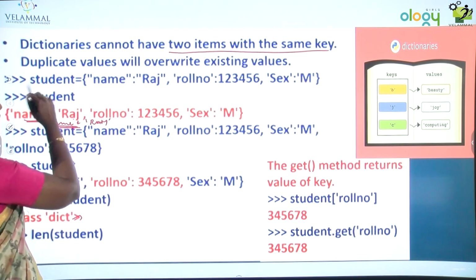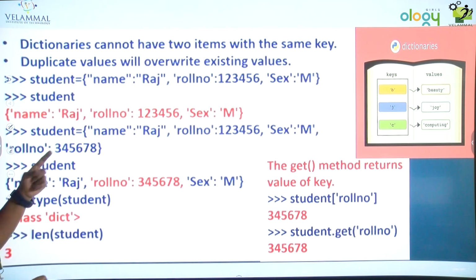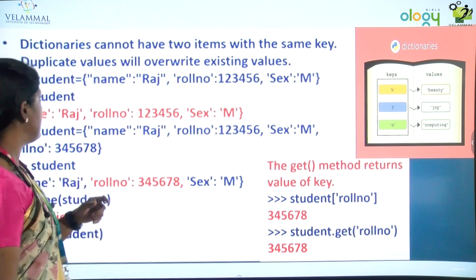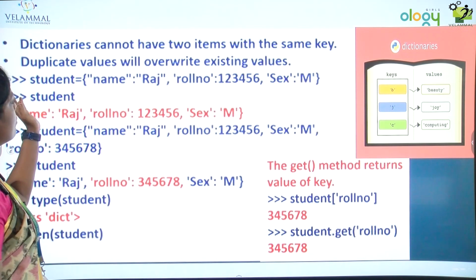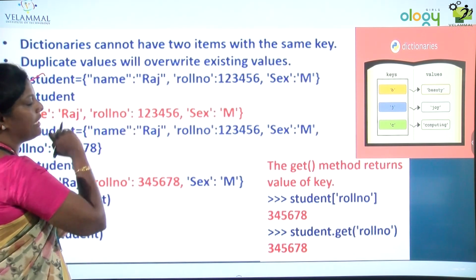Okay. So let's check it. We'll go on with more examples. It will be more clear when I'm telling the examples. Yes. So the student, again I'm declaring the student. This part, you know how the declaration is being done.